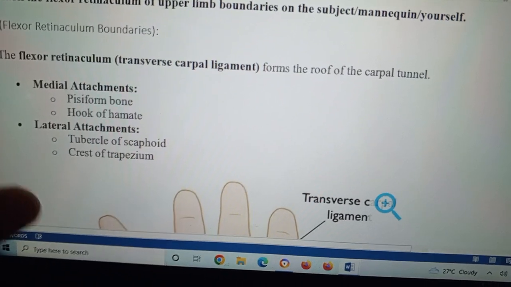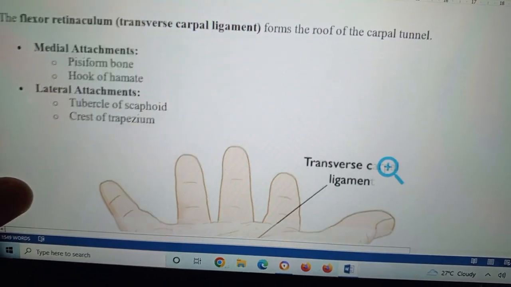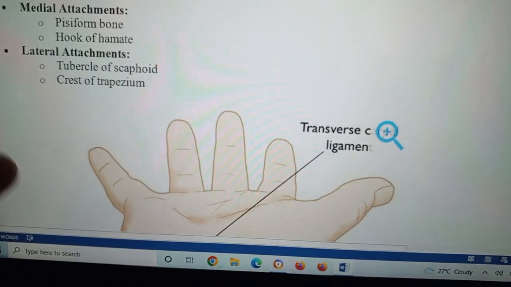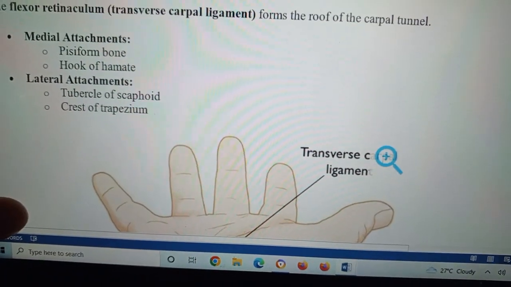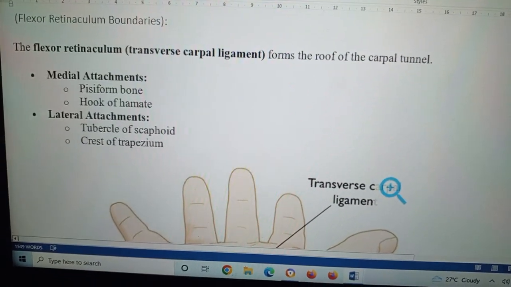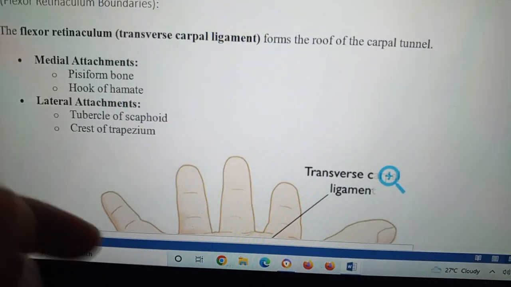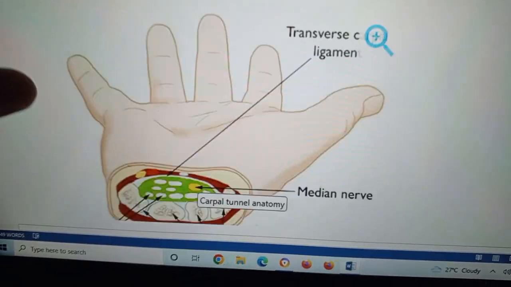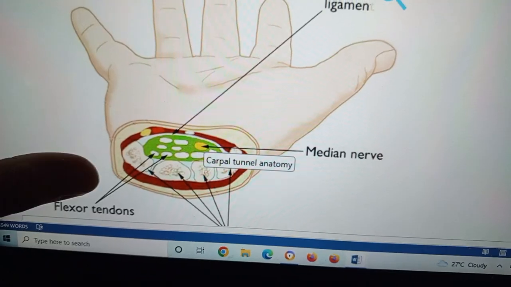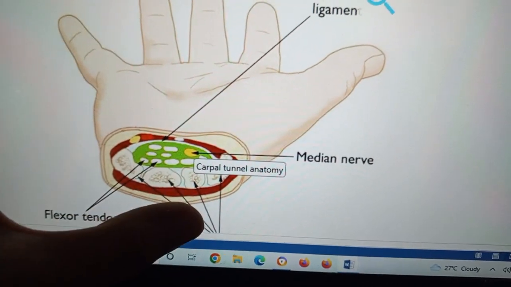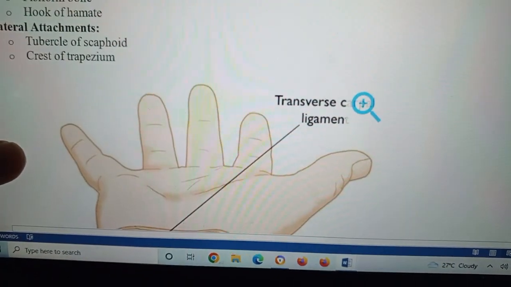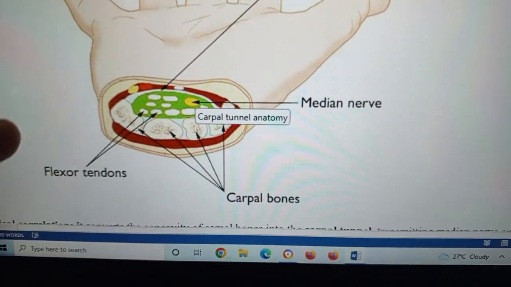PH forms pisiform and hook of hamate, and laterally by ST, crest of trapezium and tubercle of scaphoid. Lateral attachment ST and PH on the flexor retinaculum, it is very, very important. Medial attachment, I am telling you over here: PH, pisiform and hook of hamate, and lateral ST, scaphoid and trapezium. Have you learnt now?